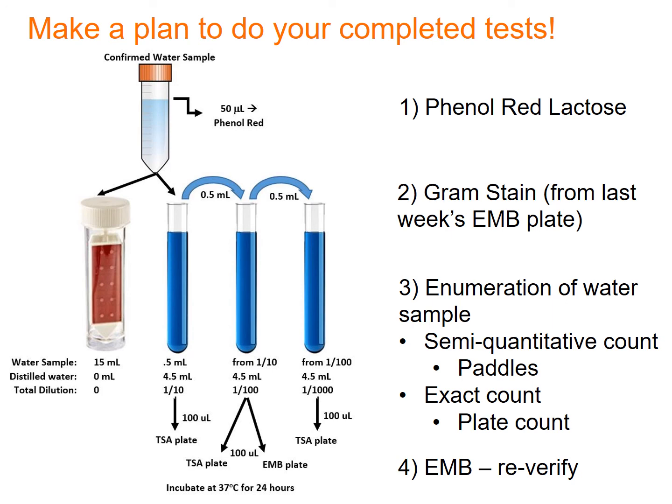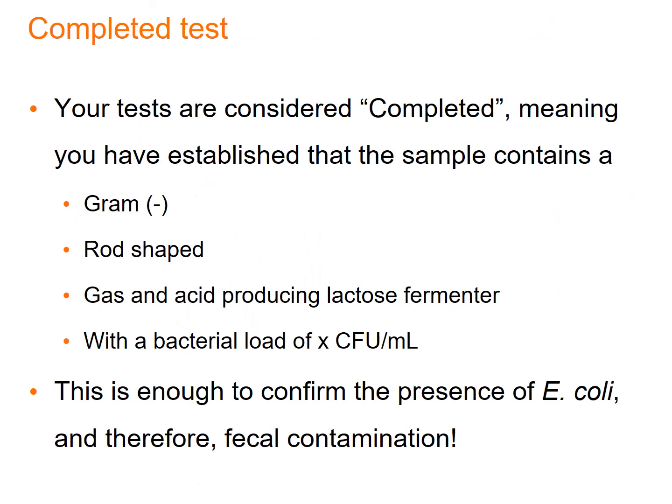So just to reiterate, a completed test is one in which we are able to show that gram-negative bacteria are present, and we verify that with a gram stain, and that the bacteria are rod-shaped, which indicates that we have a coliform bacteria. That the bacteria is both gas and acid producing on phenol red lactose broth tubes, and that we are able to get an accurate bacterial count either through the dilution series or with our commercial paddles. And that's enough to confirm the presence of E. coli and therefore fecal contamination in our water sample.